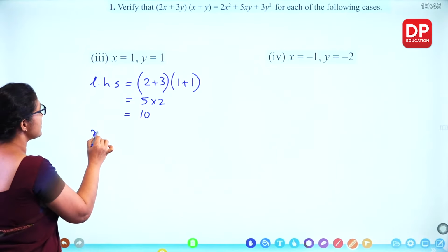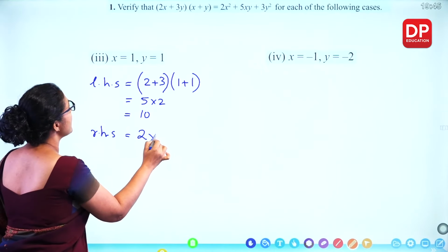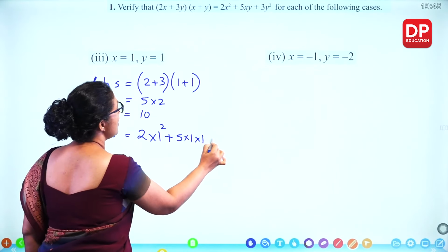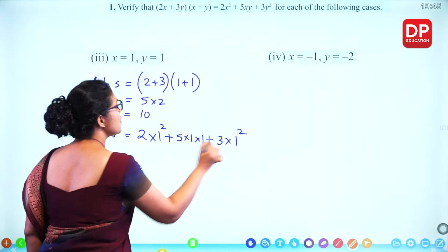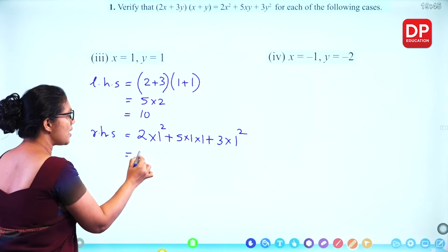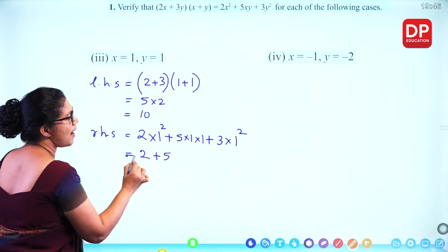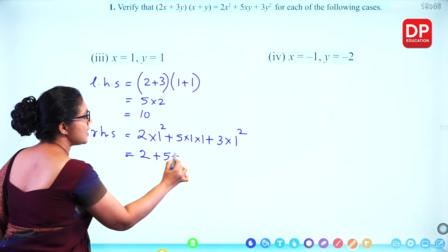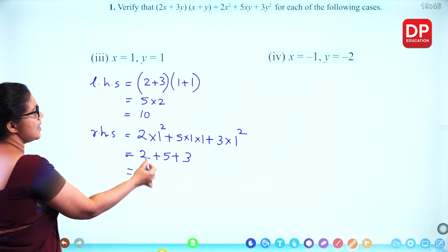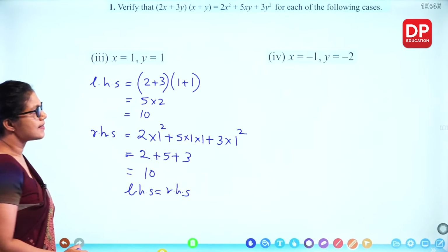When you are taking the right hand side, what do you get? 2 times x squared. x squared is 1 squared. 5 times x into y, 1 times 1. 3 times y squared. y squared is 1 squared. So when you simplify this, 1 squared is 1, 1 times 2 is 2. Then what's the next one? 5 times 1 becomes 5. 1 squared is 1, 1 times 3 is 3. Then 3 plus 2 is 5, 5 plus 5 becomes 10. Now you can see the left hand side is equal to the right hand side.